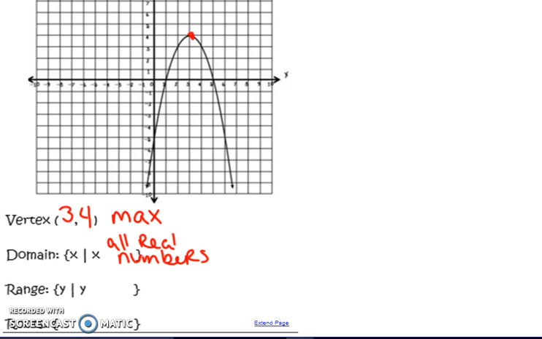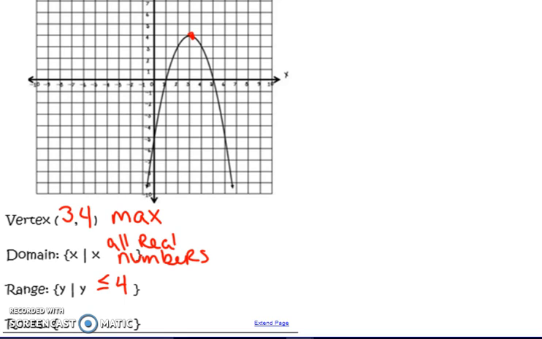My range, if I were to draw a line again, and I drag it, well, it hits all the negative numbers, but then it stops at 4. So it's going to be a value of 4, but if I look, my graph is pointing down, so it is less than or equal to 4. It hits all the y values that are less than or equal to 4.